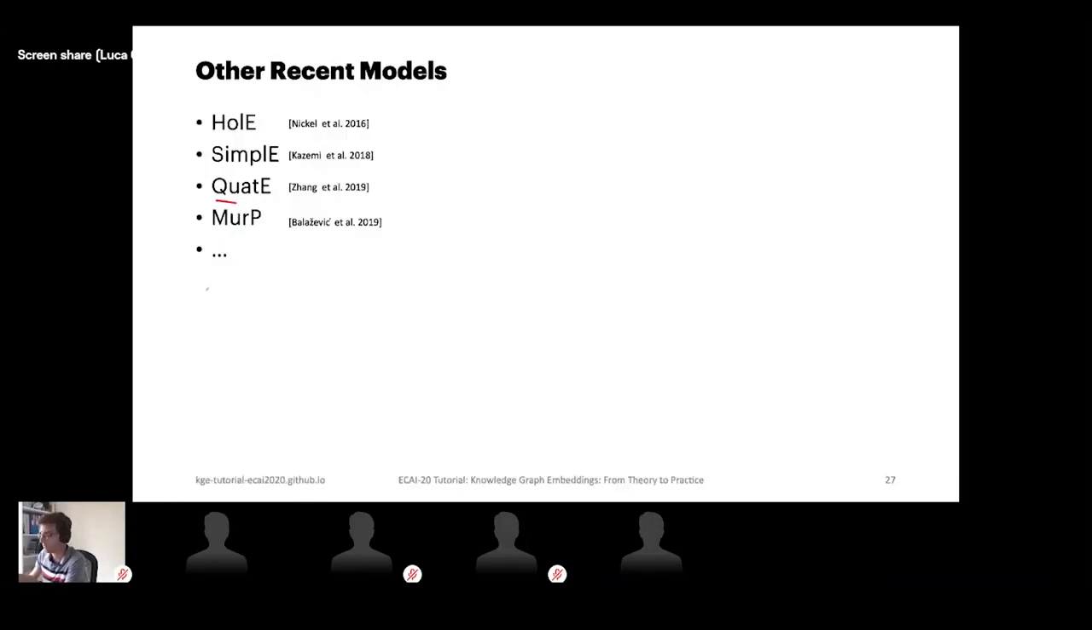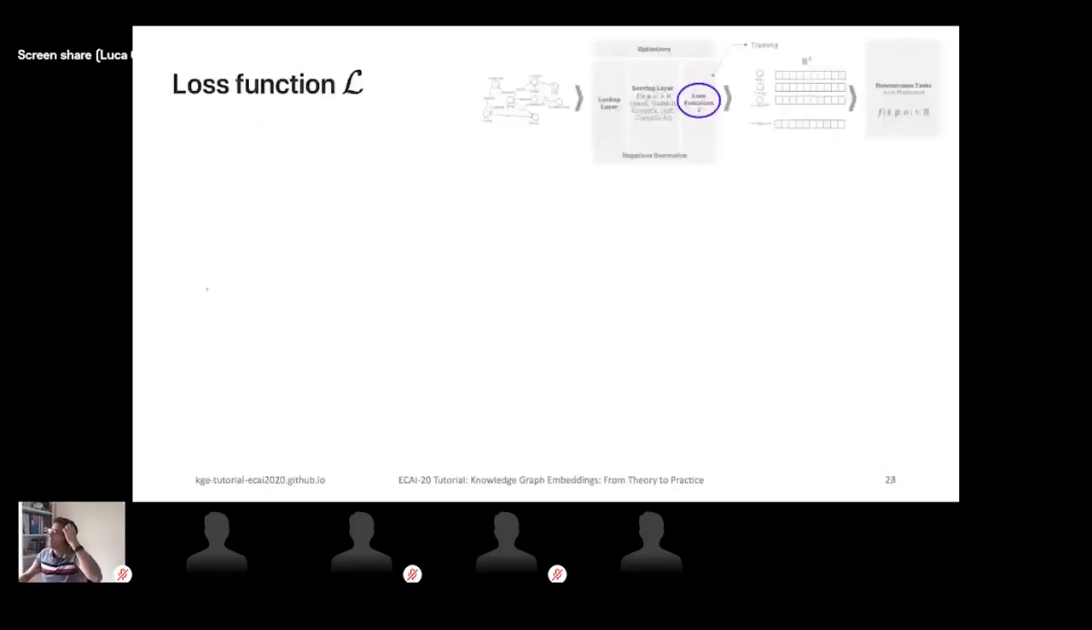But keep in mind that the take-home message of this slide is that there are lots of different ways to design a scoring function. Some scoring functions determine a model that scales better than others. And scoring functions must be designed to capture all sorts of properties in the knowledge graph, ranging from symmetry, asymmetry, and so on, right?